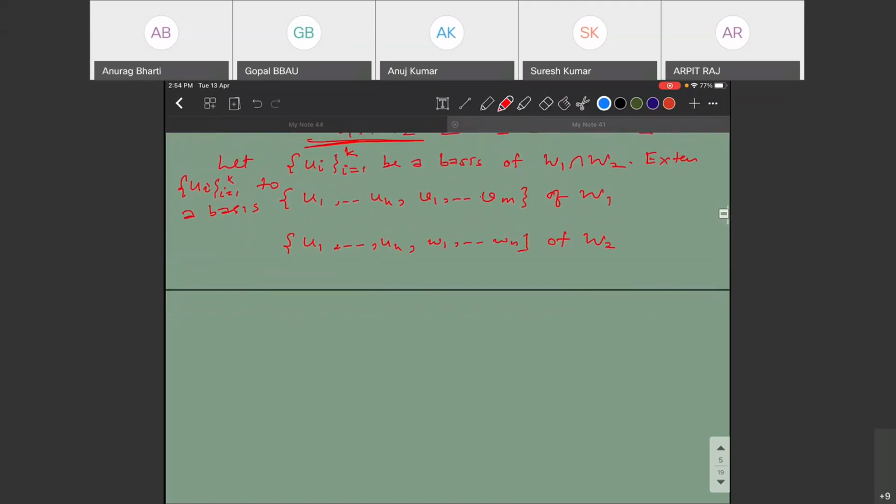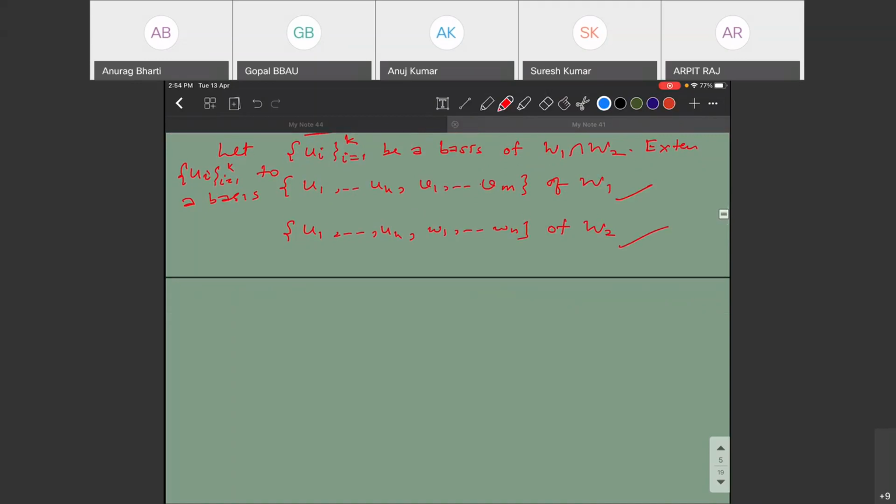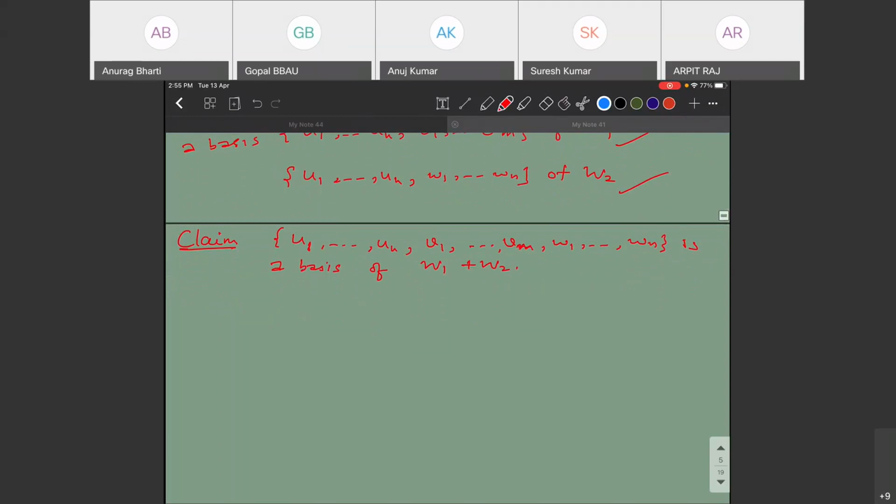Now you have a basis of W1, you have a basis of W2. Now prove, somehow, that u1, u2, ..., uk, v1, v2, ..., vm, and w1, w2, ..., wn is a basis of W1 plus W2. For this, what you do, first prove that u1 to uk, v1 to vm, w1 to wn is linearly independent. Okay, first prove this.